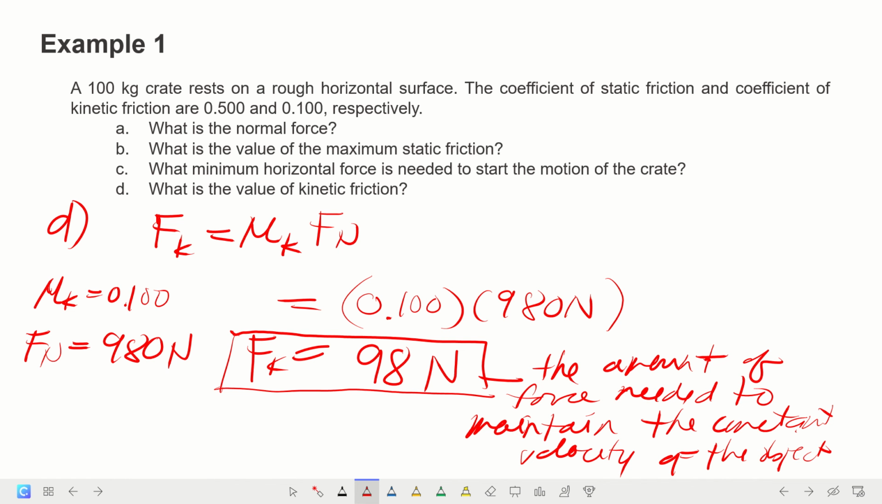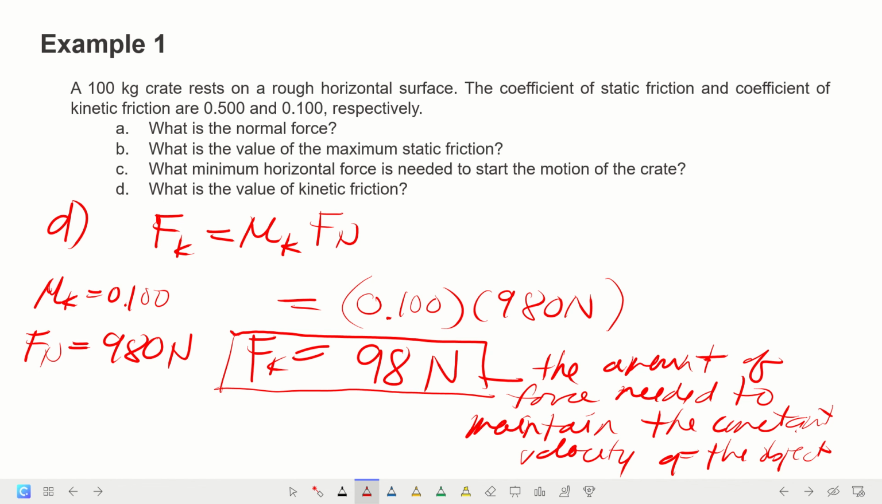So once the object starts moving, the force required now to maintain that movement is lesser than the amount of force needed to start that object moving. So that's why when we push, for example, a cabinet, sa una mahirap siyang galawin, pero once that cabinet starts moving, it becomes easier to push because the maintaining force is lesser than the force required to start it moving.